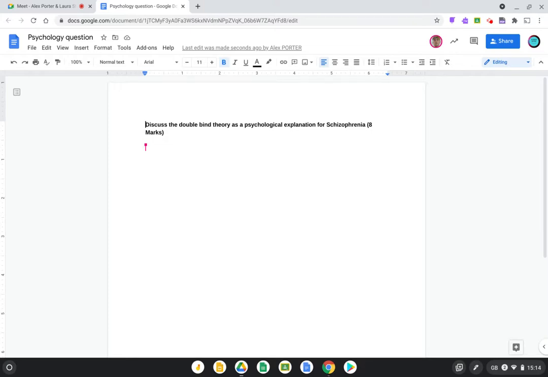So what we could do, for example, is first of all highlight some of the command words in there. So we've got discuss, and then we can use the highlighter tool. And then potentially, Alex, what else in this question do you think are some of the key elements that you'd want to highlight or talk about in your answer? Sure, okay. So it's clearly talking about double bind theory, so that's what you want to be focusing on.